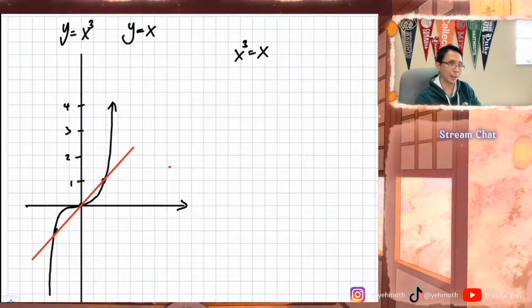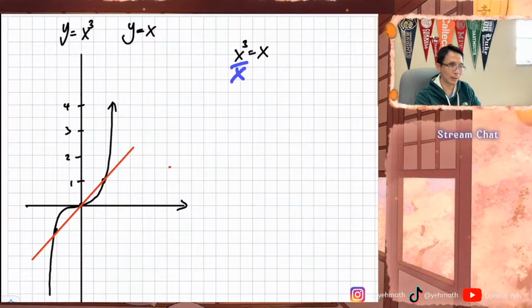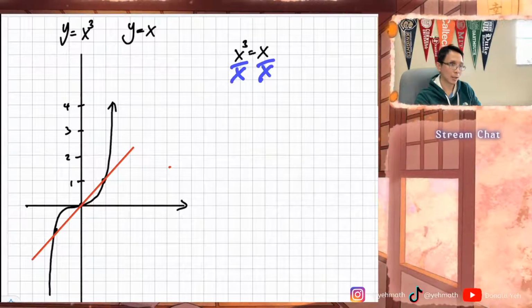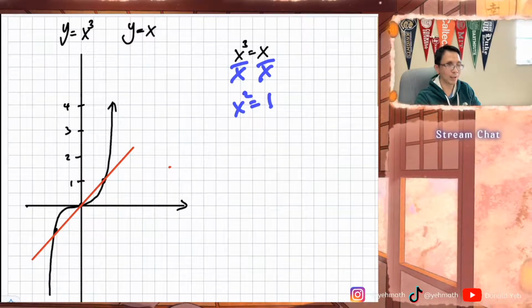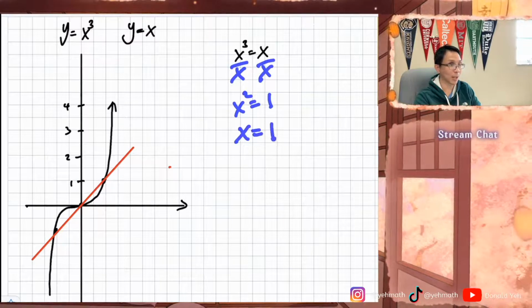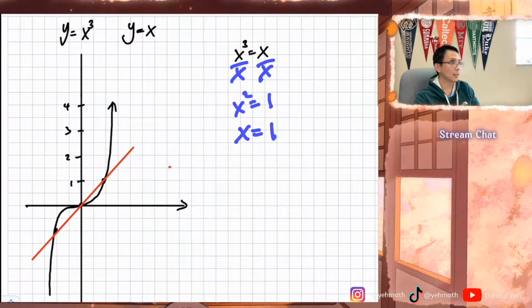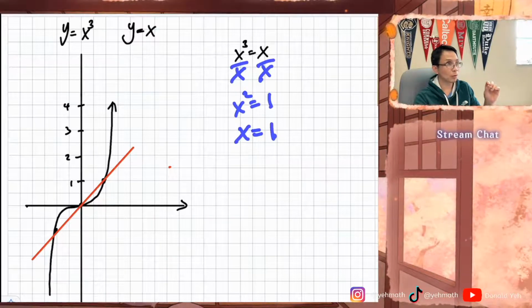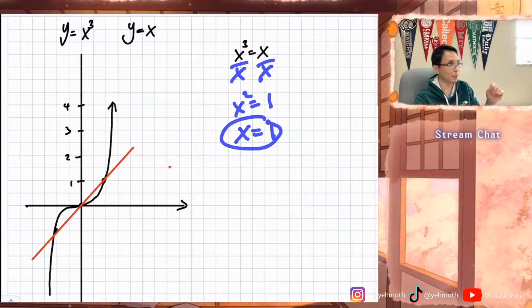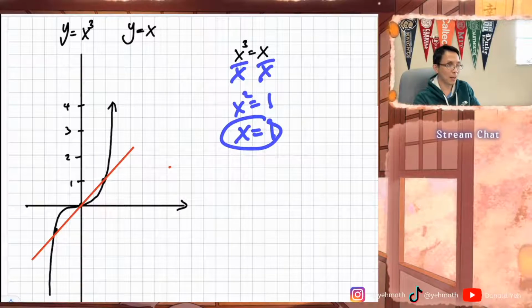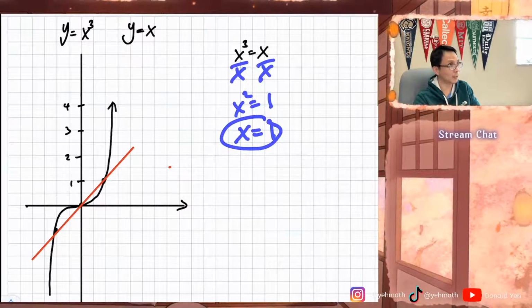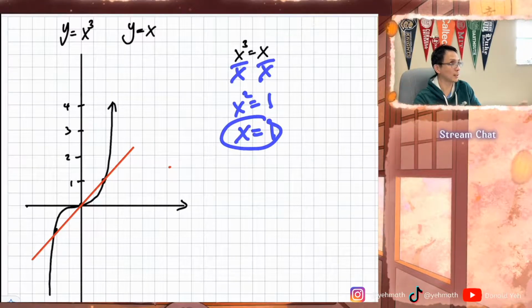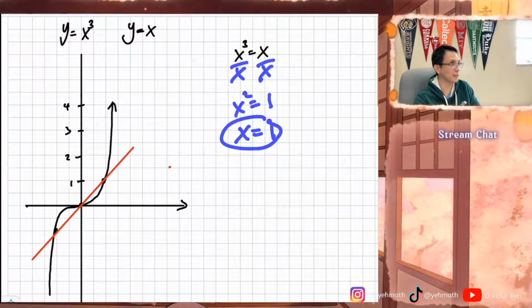So I'm going to show you what I did. I divided both sides by x, and I got x squared equal to 1. And I went on to make another mistake. I said x equal to 1. Plus or minus? Yeah, I even forgot plus minus. So there was an x equal to 1 here, and then my teacher marked out 20 points. I'm like, man, I got at least one part of the answer correct.